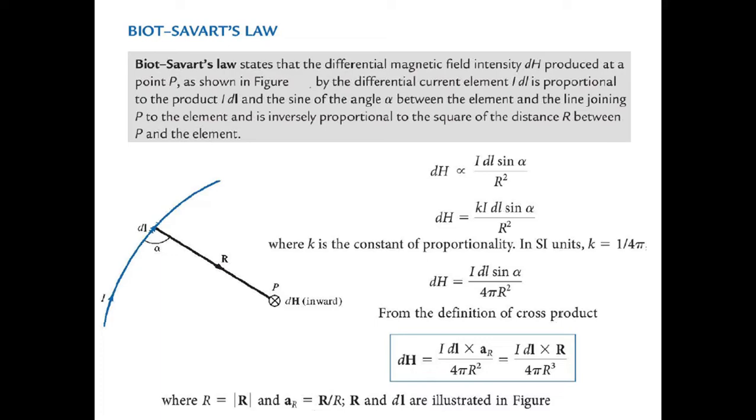We'll start with Biot-Savart's law. Please read the definition here, the statement of Biot-Savart's law. Biot-Savart's law states that the differential magnetic field intensity dH produced at a point P, as shown in the figure, by the differential current element IDL is proportional to the product IDL and the sine of angle alpha between the element and the line joining P to the element, and is inversely proportional to the square of the distance r between P and the element.